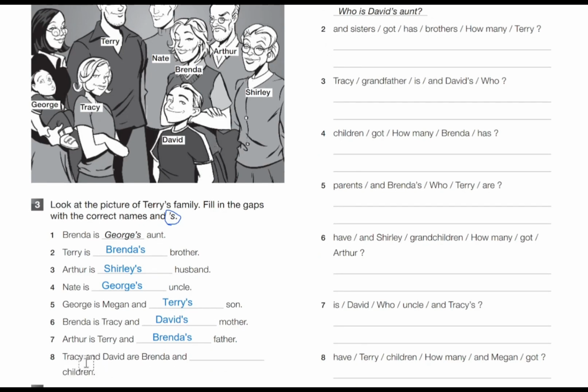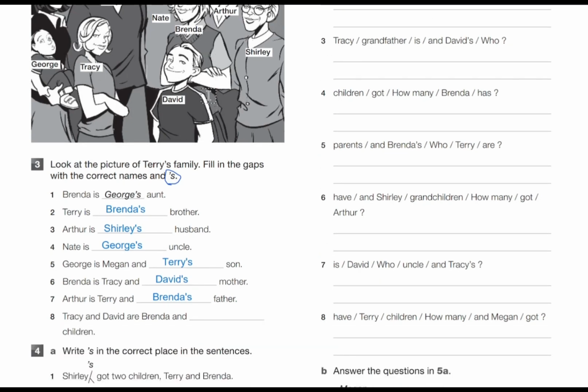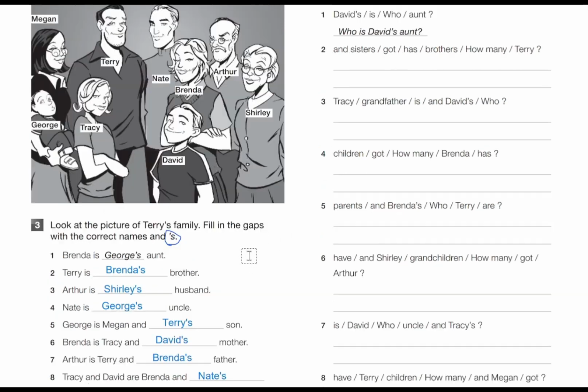That's it. Now we've got here number 8, Tracy and David are Brenda and children. So Tracy and David are the children of Brenda and Nate, because Nate is Brenda's husband. So here, Tracy and David are Brenda and Nate's children. Apostrophe S. Nate's children. That's it. So exercise 3 is done.